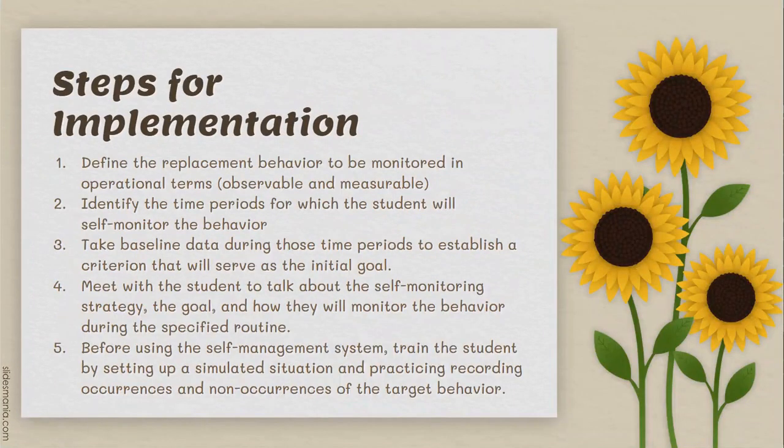Now we are going to take a look at the steps for implementing the teaching self-management intervention. First, define the replacement behavior to be monitored in operational terms, meaning that they are observable and measurable. Next, identify the time periods for which the student will self-monitor their behavior. Take baseline data during those time periods to establish a criterion that will serve as the initial goal.